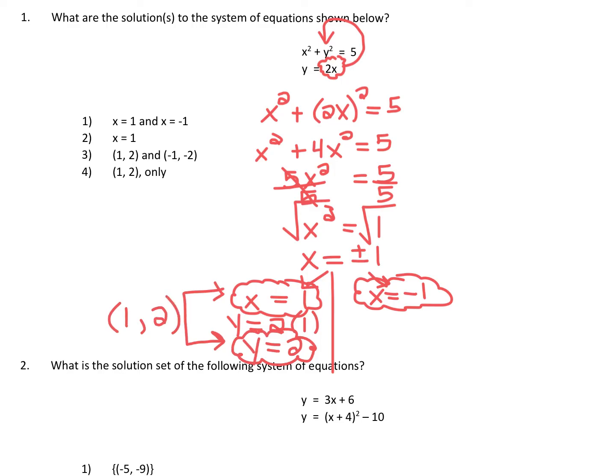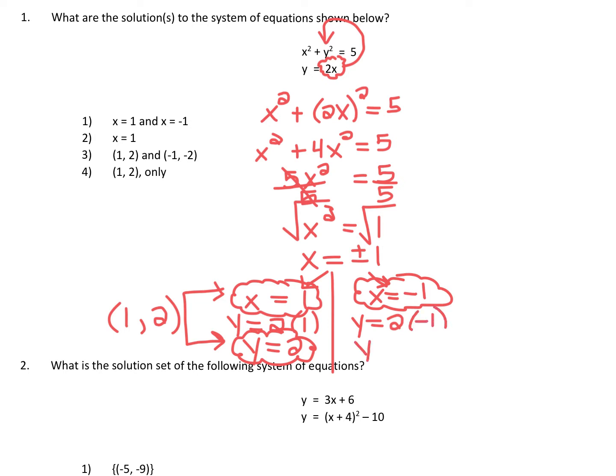Okay, now we have to figure out what y value corresponds with an x value of negative 1. So again, I'm going to use this same equation. This one's just nice and straightforward. y equals 2x. So y equals 2 times, and this time the x is equal to negative 1. So y equals 2 times negative 1.